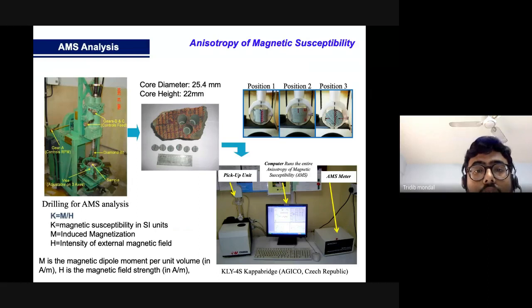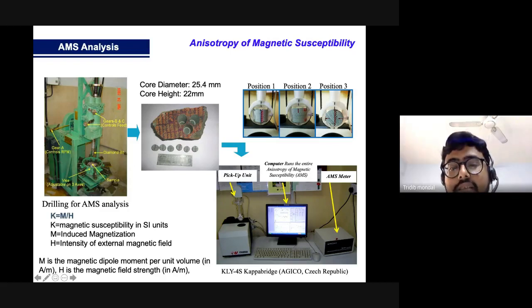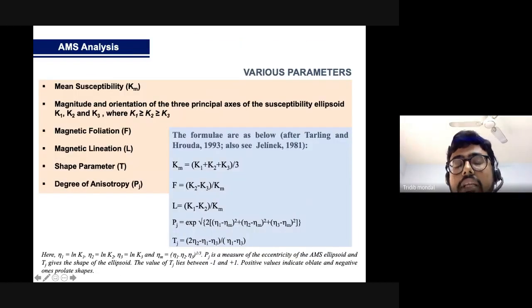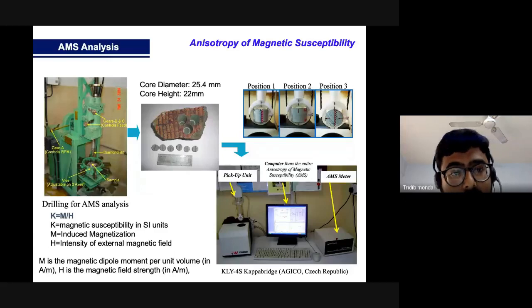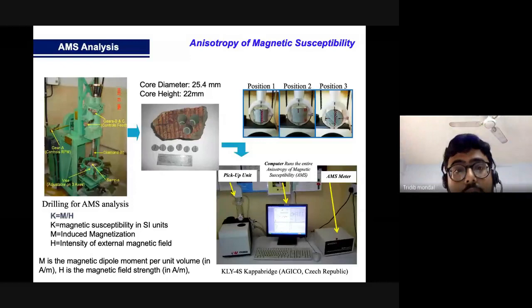So for the AMS analysis, we need samples with a specific size. After collecting oriented block samples from the field, they are drilled, and finally the cores of specific size are extracted, and this is the measuring unit, the KLY4S Kappabridge. So using this instrument, we normally measure the AMS fabric, and I have measured the AMS fabric in the lab of the Department of Geology and Geophysics, IIT Kharagpur.